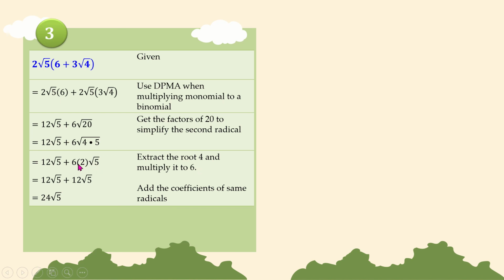Then, multiply the 2 by the 6. So we copy 12 square root of 5 plus 12, since 6 times 2 is 12. Copy square root of 5. So we can add the coefficients of the same radicals, square root of 5 and square root of 5. So we add 12 and 12, and that gives us our final answer, 24 square root of 5.